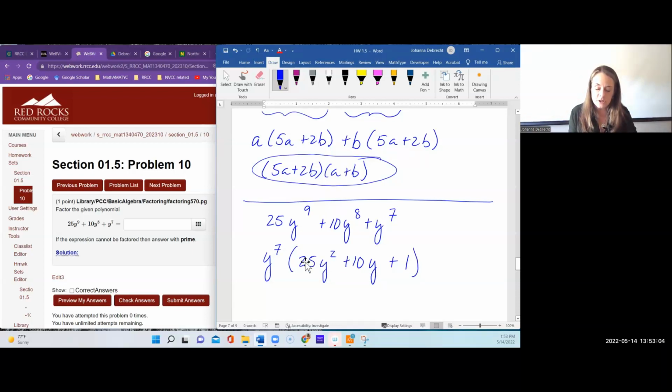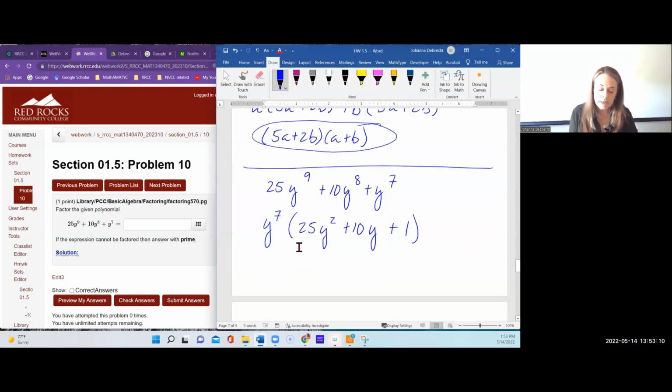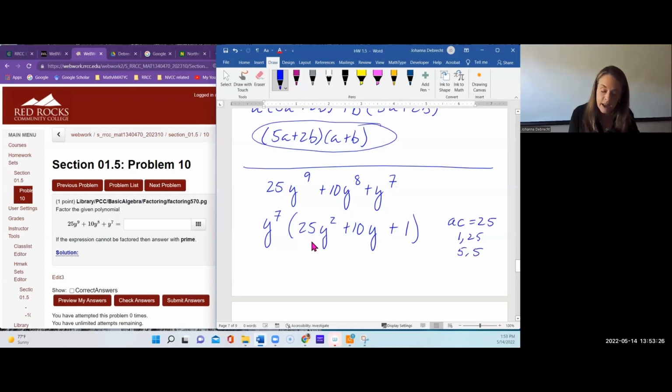Now we have to look at this trinomial and see if it will factor more. If it doesn't factor more, it's prime. So then we can look at this one, and because we have an a other than 1, I like to use the AC method. So if I form AC, I get 25. That's 1 and 25, and well, just 5 and 5. I know from this that they're the same sign, and I know from the middle term that they're both plus. And that tells me that I'm going to add. I need 2 that add up to 10. So it's got to be 5 and 5.